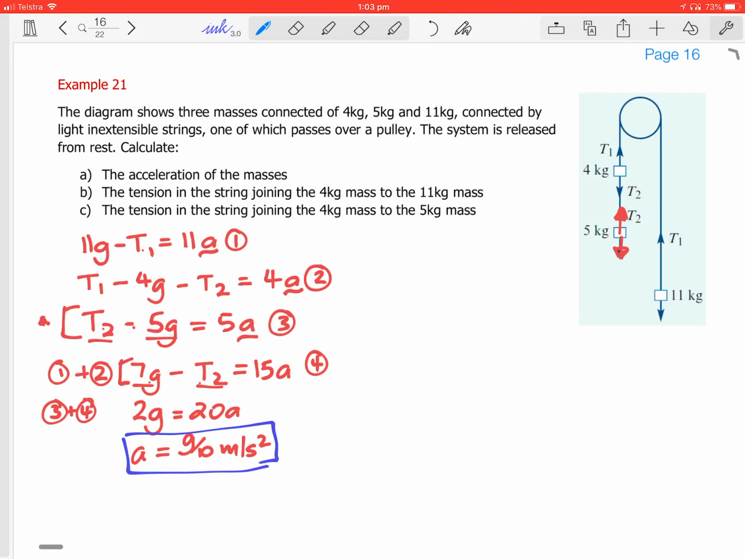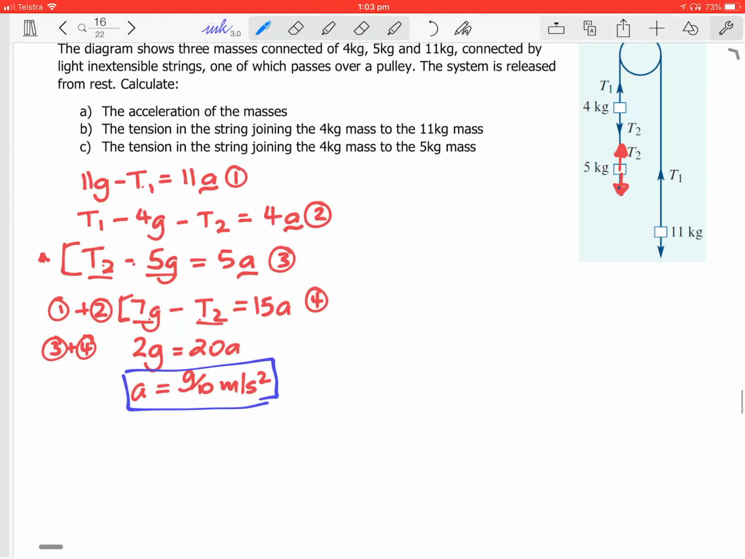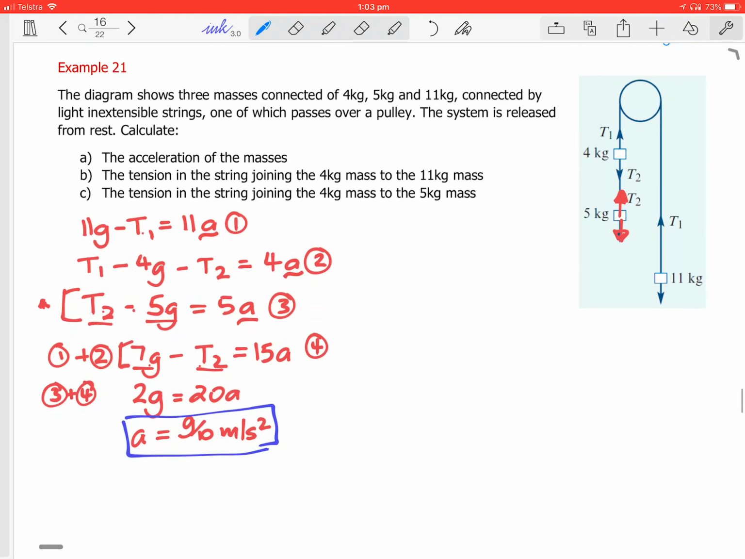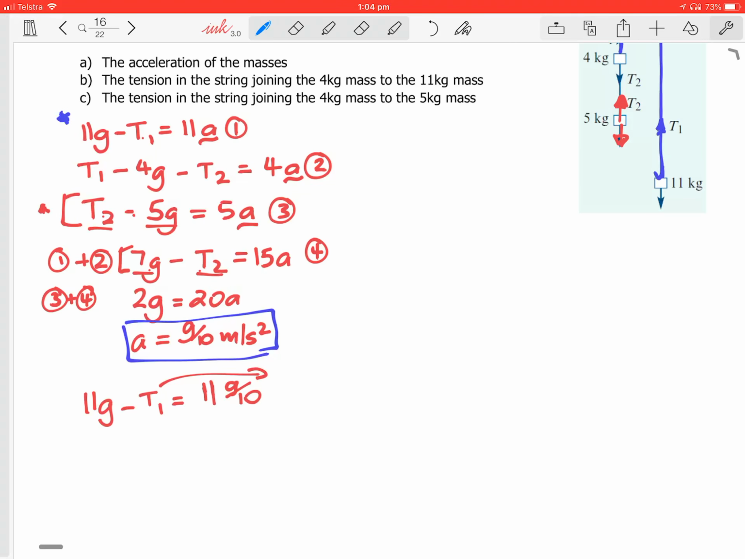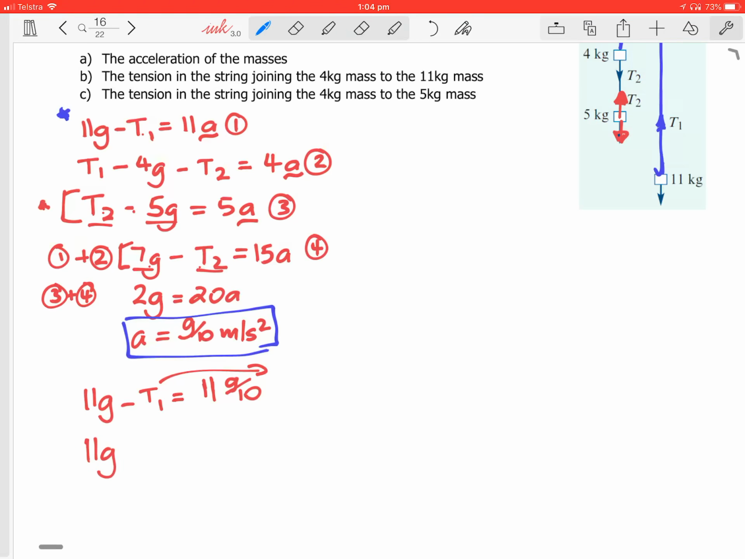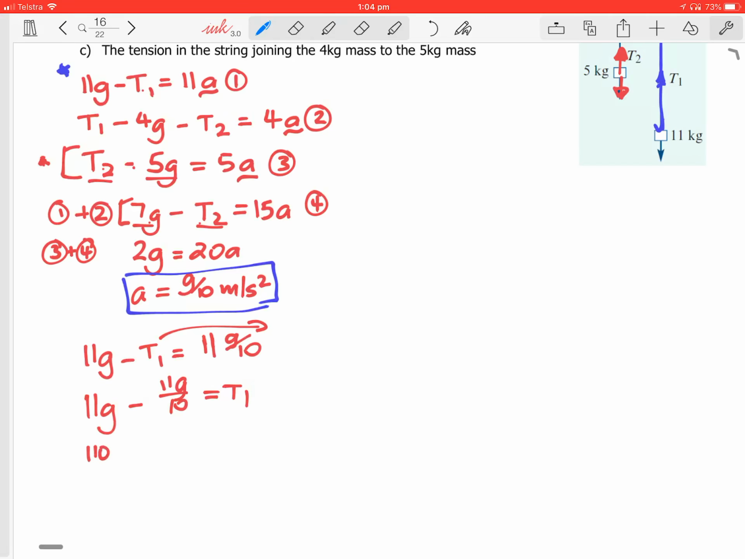The tension in the string joining the 4 kilogram mass to the 11 kilogram mass. Okay, so we know T1, that's that tension there, that's the tension we want to find. What do we know? We got this equation, so we can just use that. I'm going to change back. Okay, so 11g minus T1 is equal to 11 times g on 10. So bring your tension to the other side, and the 11, so I've got 11G minus 11G on 10 is equal to T1. So I've got 110 on 10G minus 11G on 10 equals T1.